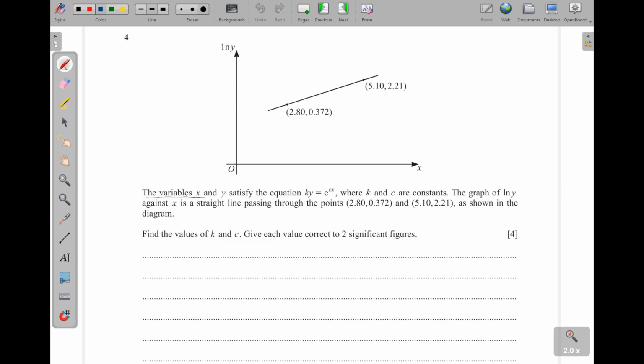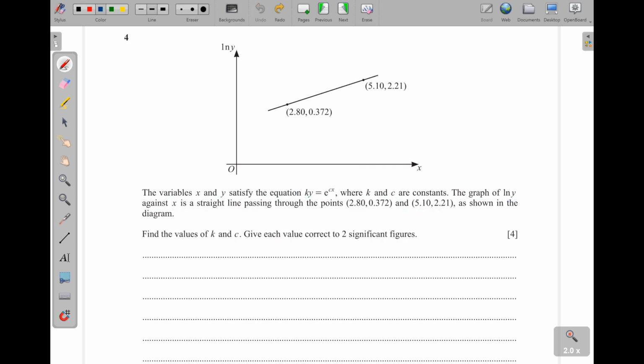Question 4. The variables x and y satisfy the equation ky is equal to e to the power of cx, where k and c are constants. The graph of natural log of y against x is a straight line passing through the points, these ones here, as shown in the diagram. Find the values of k and c. Give each value correct to two significant figures.